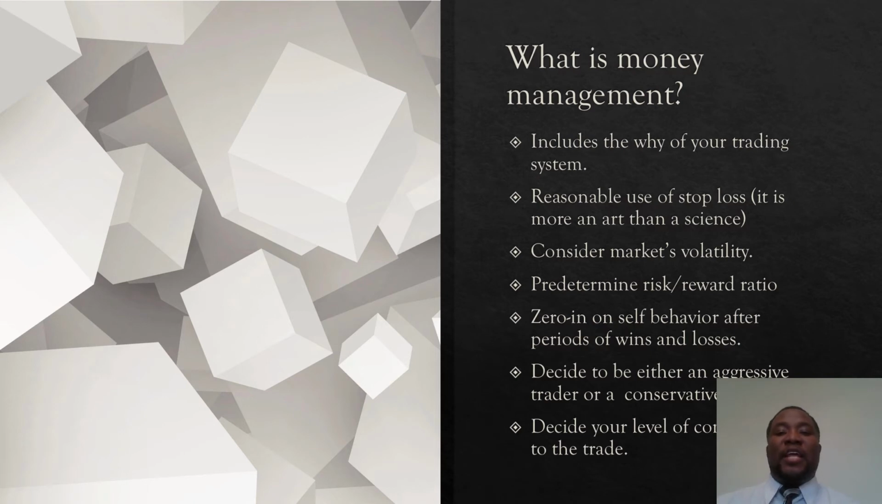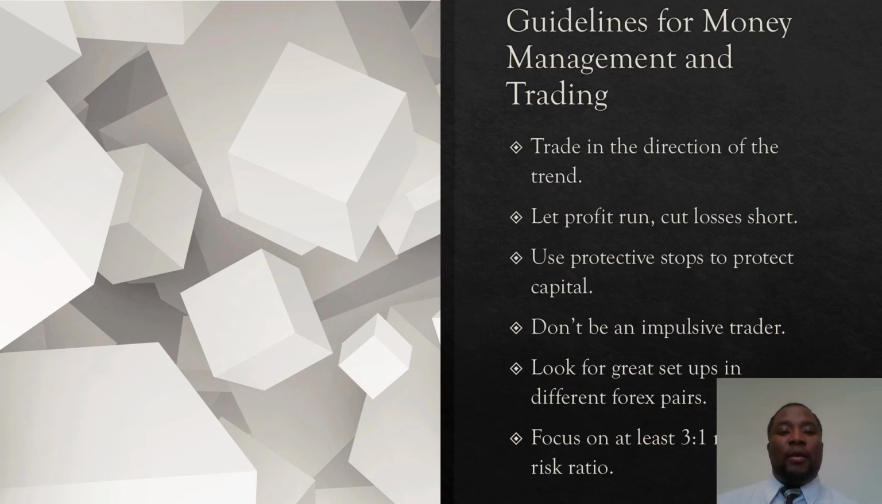So what is money management? Money management goes to the why of your trading, a reasonable stop loss. We talked about market volatility, a predetermined risk reward ratio, and zeroing in on self behavior, deciding to be either an aggressive or conservative trader. You decide the level of commitment of the trade. So finally, the guidelines for money management and trading will be the direction you want to take.